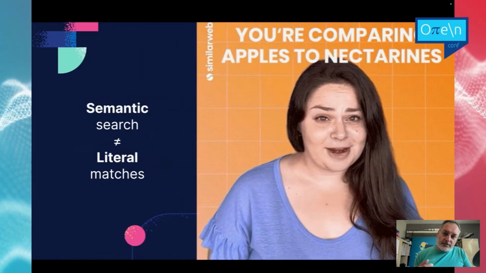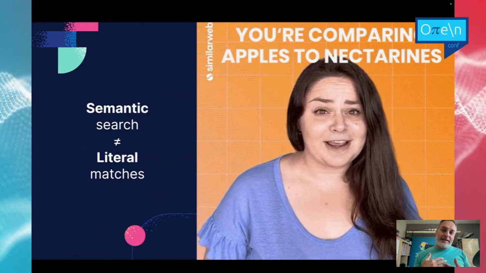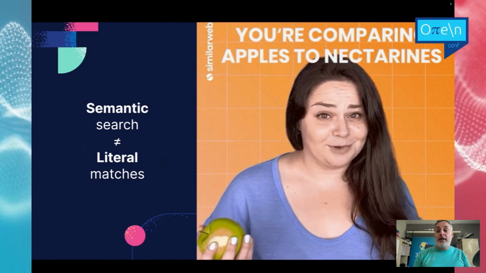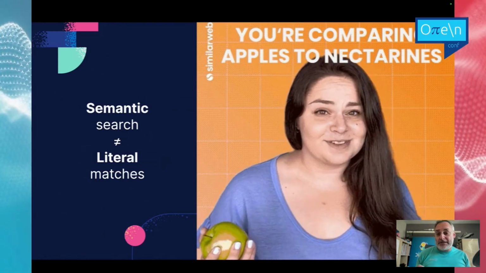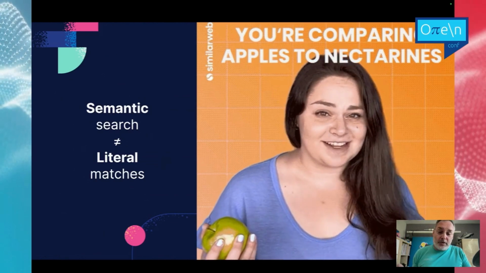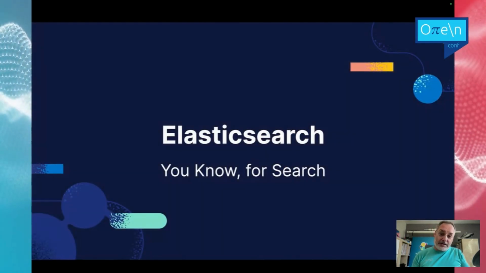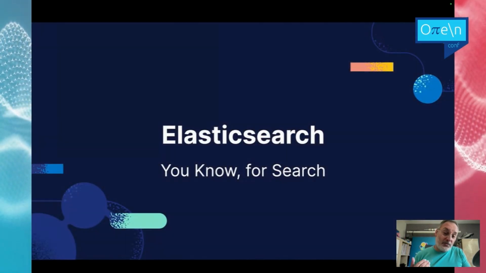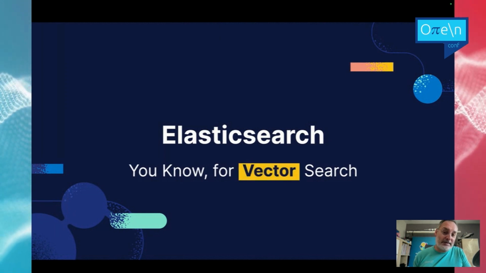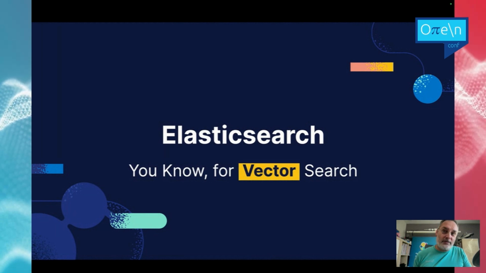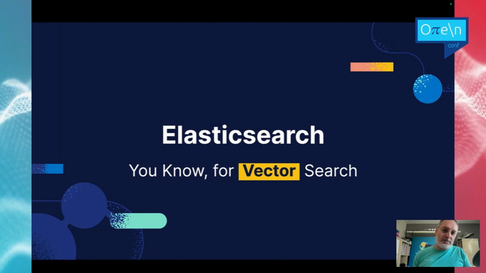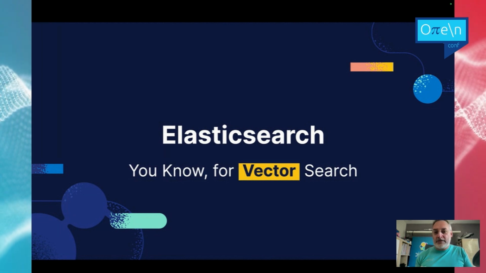To solve those problems, what we want to build in the end is a semantic search. Semantic search is totally different from literal matches or token matches, if you wish. To implement a semantic search, you need to use a vector database. You may not know that Elasticsearch is actually a vector database, and you can use it for vector search. I'm going to start by explaining what a vector is, because this is an important thing to know.